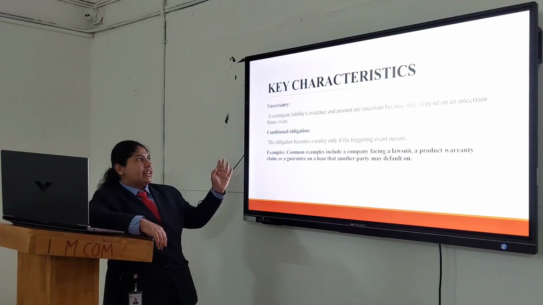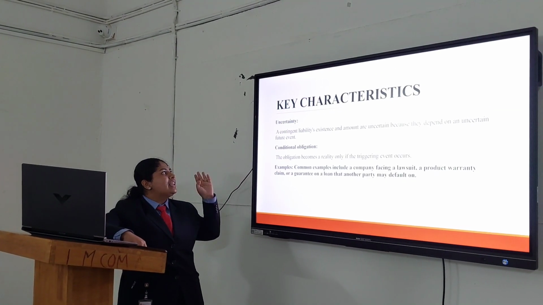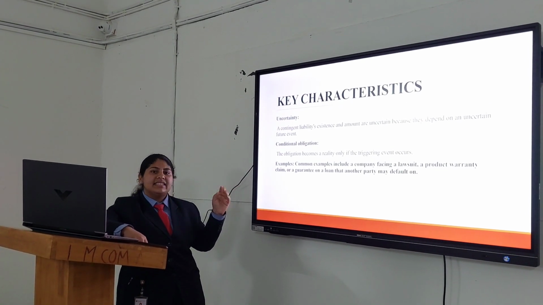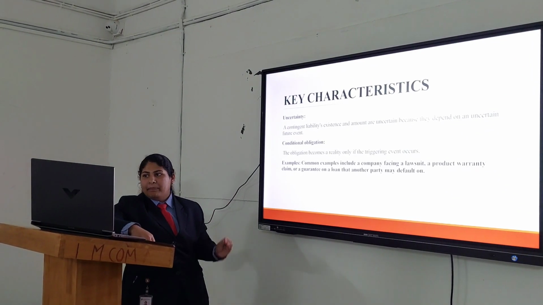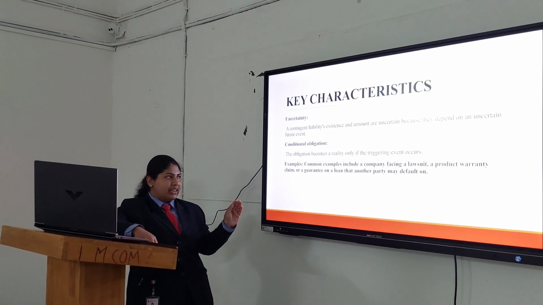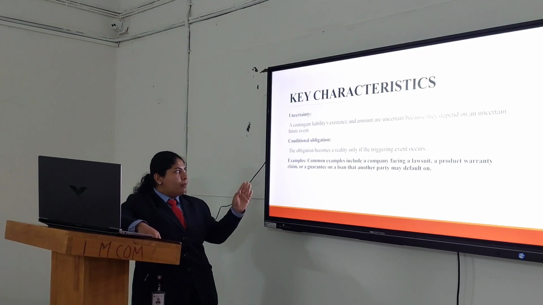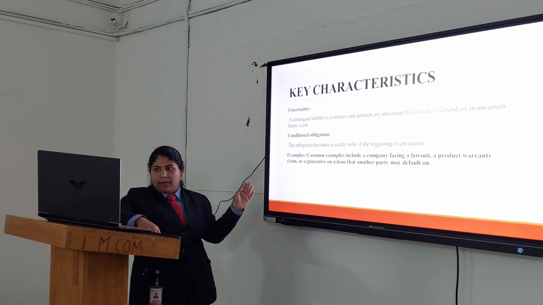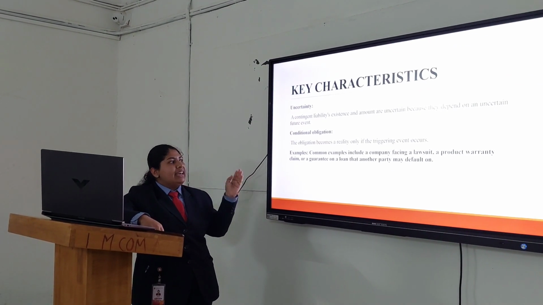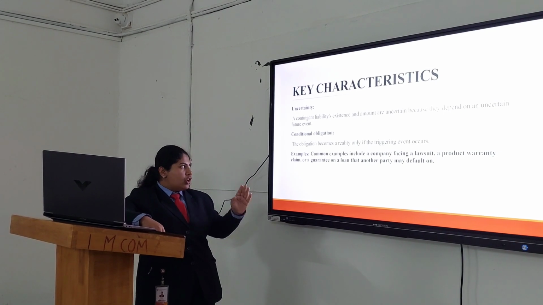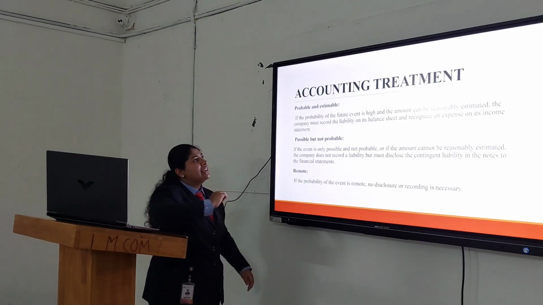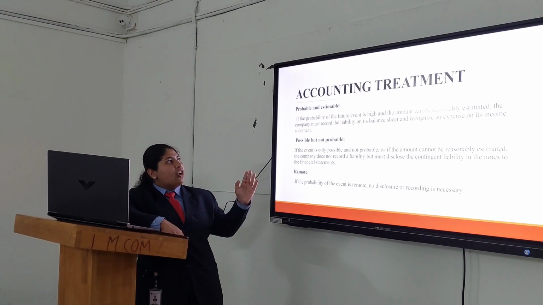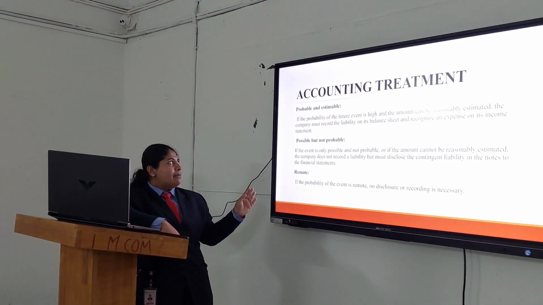Next one, key characteristics. First one, uncertainty. A contingent liability's existence and amount are uncertain because they depend on a certain future event. Next one, conditional obligation. The obligation becomes a reality only if the triggering event occurs. Example, a lawsuit. Next topic, accounting treatment of contingent liability.